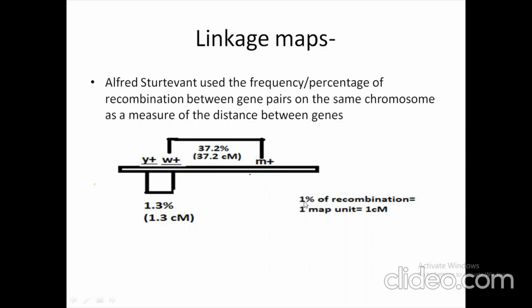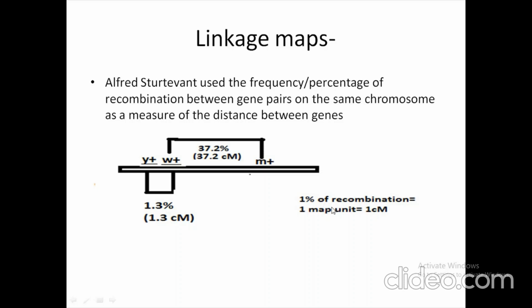Now here we should consider 1% of recombination as one map unit. It is the distance between the genes. 1% of recombination is one map unit, which is also called 1 centimorgan. So the distance between genes on the same chromosome is measured in terms of centimorgans. So 1 centimorgan is 1 map unit, that is nothing but 1% of recombination.